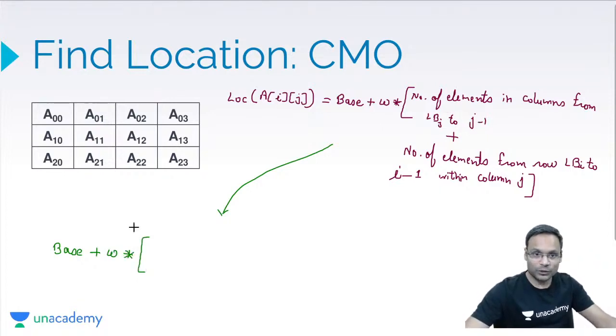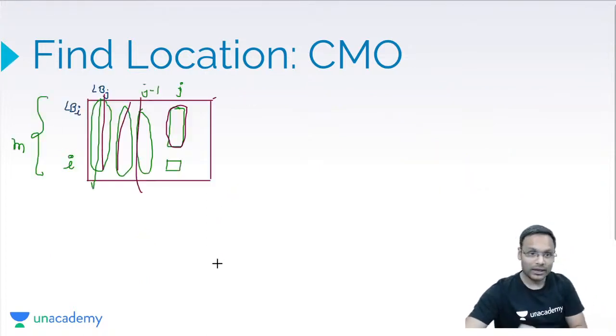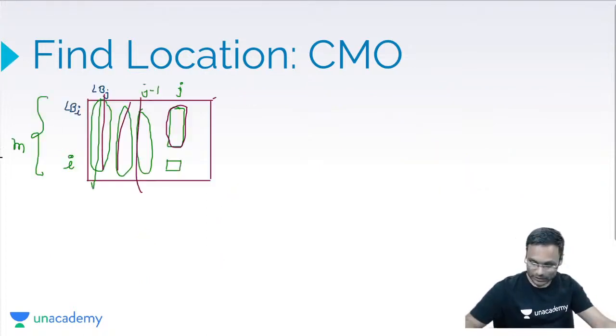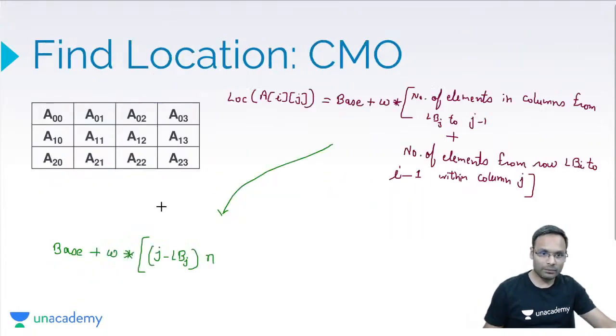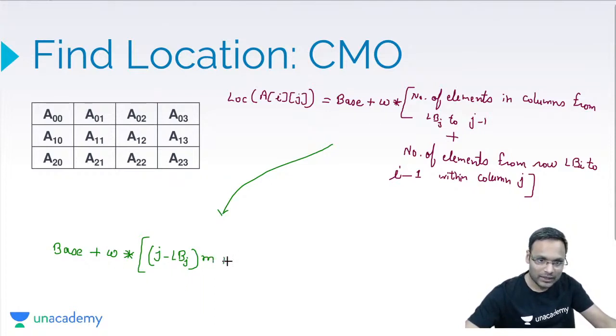From lower bound of j to j minus 1, how many columns are there? J minus lower bound of j. These many columns are there. Now each column has n number of elements. How can I say that? Oh, m number of elements. Right. M number of elements plus I minus lower bound of I. These many elements are there within the column number j.